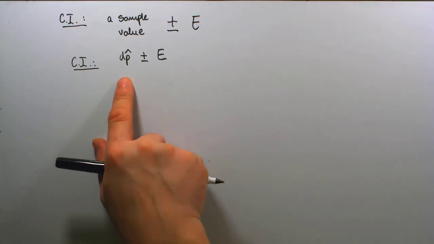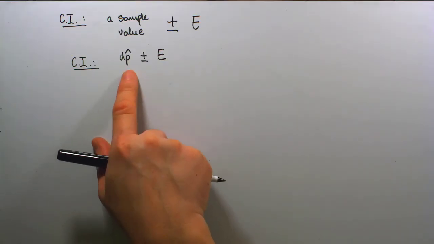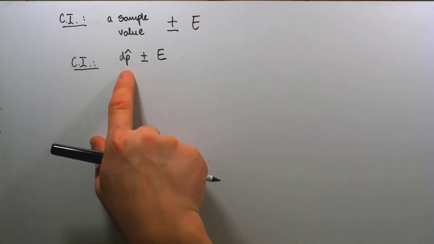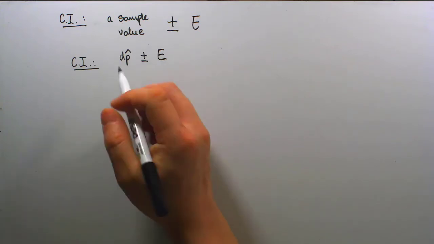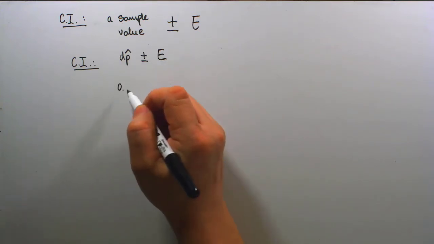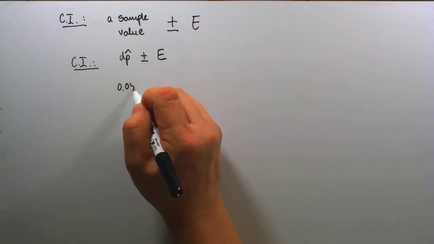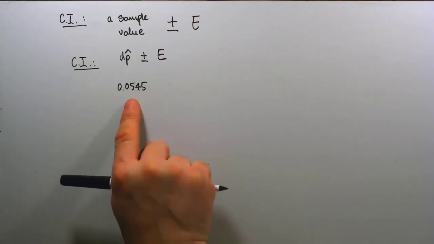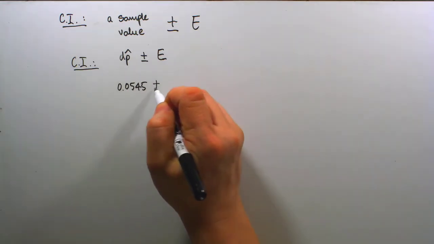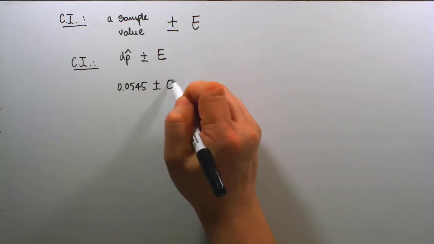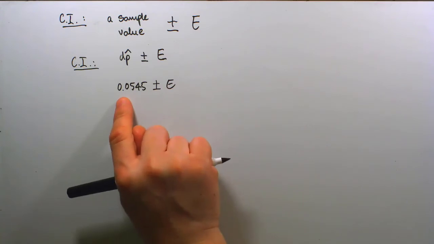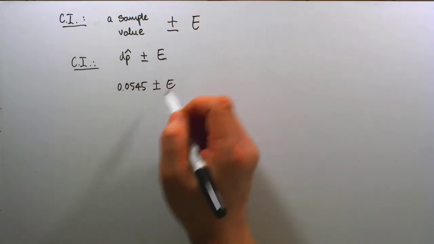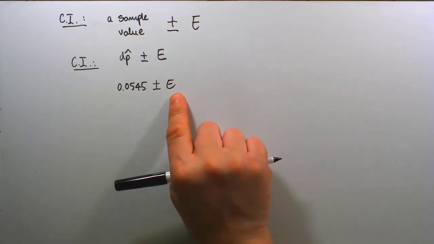And then just earlier I brought up the sampling information that we have already calculated, in other words, the actual calculated value for dp hat that we currently have. That value was 0.0545. So that means our final confidence interval must be in the form of a margin of error added to or subtracted from 0.0545. And so ultimately what we need here is to calculate this margin of error.